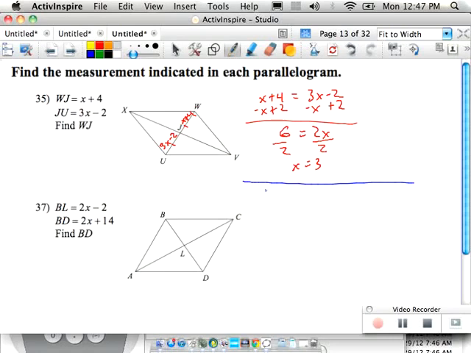Let's do this next one in a different color, just so we don't get confused on which ones we're working on. We know that BL is 2x minus 2. And it says BD, the whole thing, so that's just half of it, but the whole thing is 2x plus 14. So something interesting is happening here. We know that BL plus LD is equal to the whole thing, BD. We also know that LD is the same thing as BL.